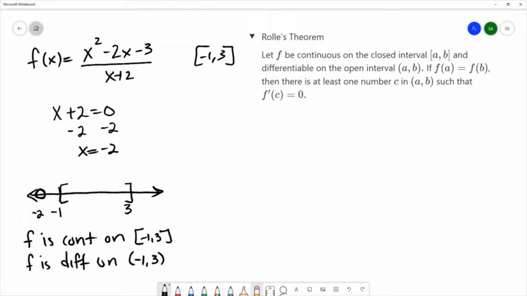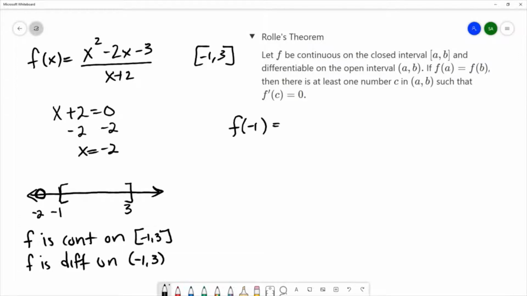So we have one more condition to meet for Rolle's theorem, and that is this statement here that f of a equals f of b. This means the y values at the endpoints need to be equal to each other. So I need to calculate f of -1 as well as f of 3 to see if those values are equal to each other.